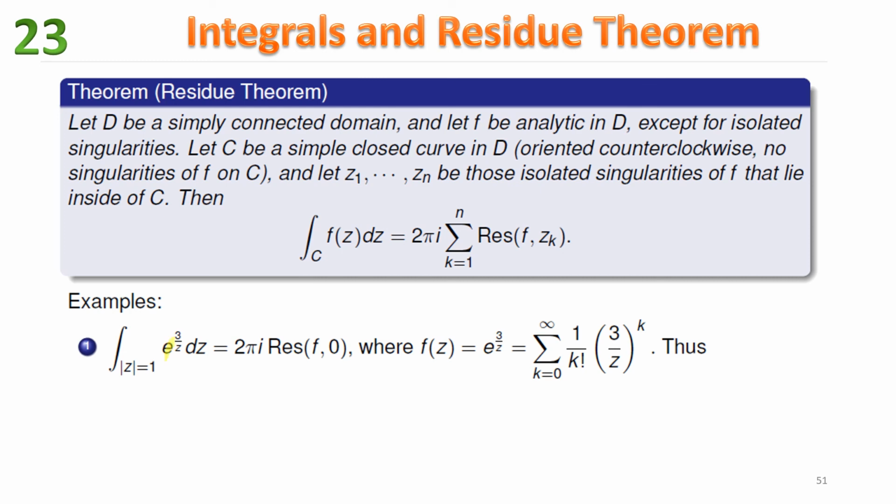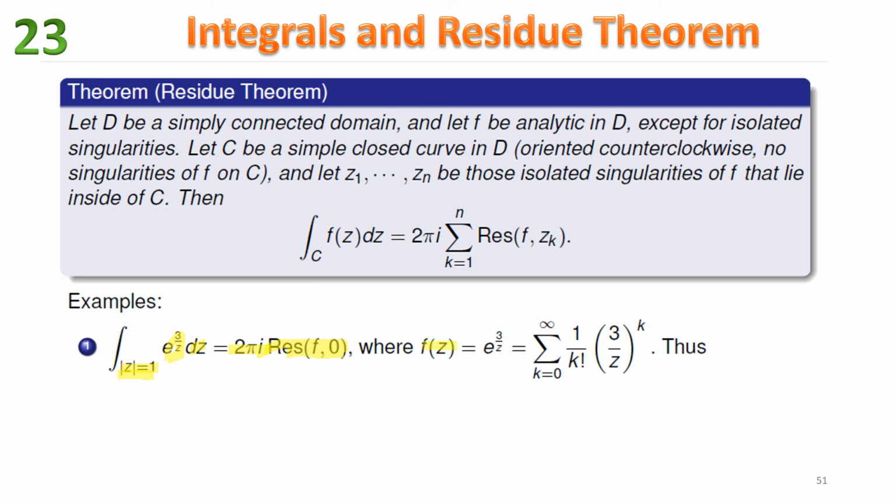So, integration of e to the power 3 by z, we are performing on mod of z equal to 1. In one of the earlier lectures we have done this kind of example where we have worked out integration around a closed contour in the form mod of z equal to 1. So this is equal to 2 pi i times the residue of f at 0. So here we are talking about that punctured disk having a puncture at the origin and so on.